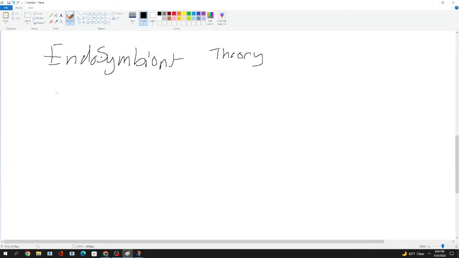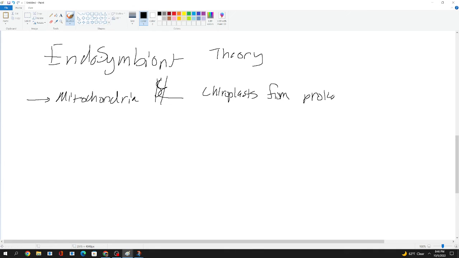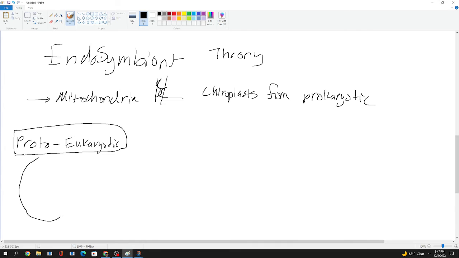It is the belief that our mitochondria, and our chloroplasts, well, not our, but chloroplasts, are from prokaryotic cells. And really, the story that goes along with this is, a long time ago, there used to be these things called proto-eukaryotic cells. These are before our eukaryotic cells were really made into a lot of organelles. These proto-eukaryotic cells were really, really huge cells.